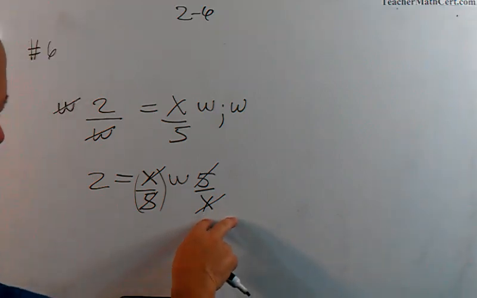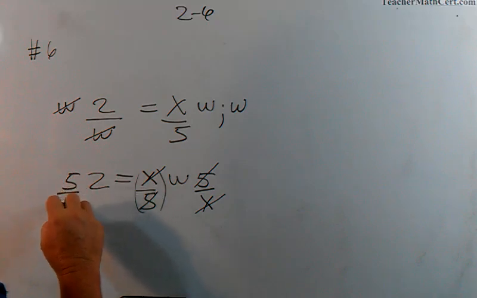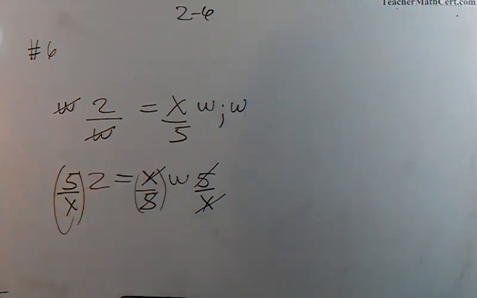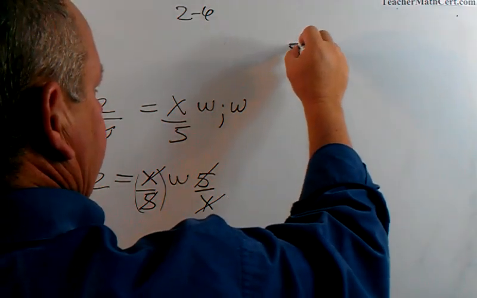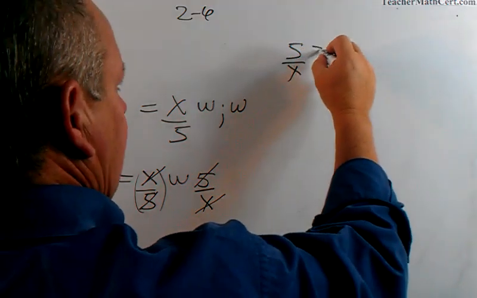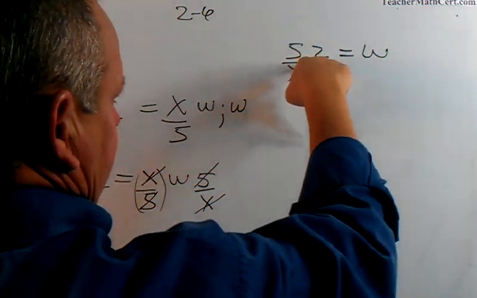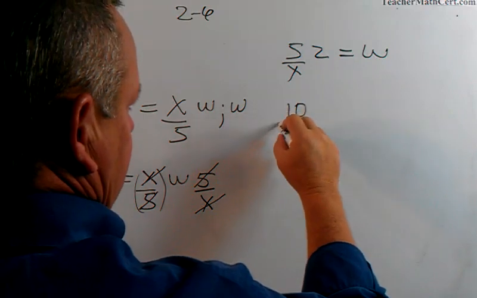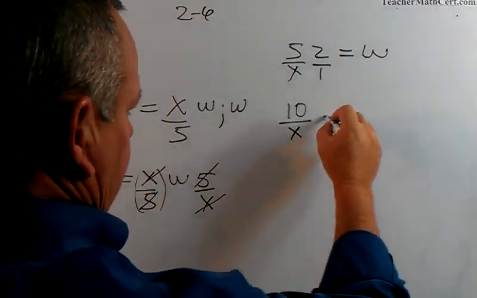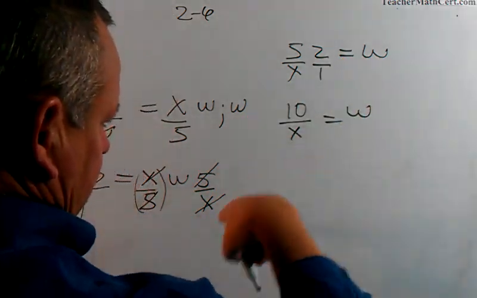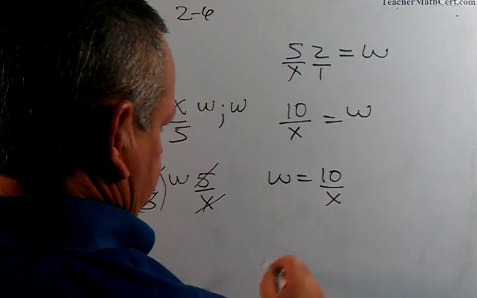What did we do to this side? We multiplied it times 5 over x. So we're going to do the same thing here, 5 over x, right? So now we've got, let me clean this up, 5 over x times 2 is equal to w. We're going to multiply this out. 5 times 2 is 10 over x, because this is understood to be 1, right? Is equal to w. If you want it on the left-hand side, just rewrite it. W is equal to what? 10 over x. And there's your answer.